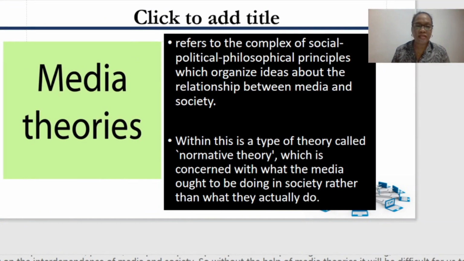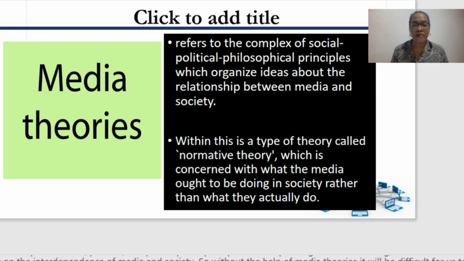So now we proceed to studying media theories. Why do we need to study media theories? When we say media theories, it refers to the complex of social, political, philosophical principles which organize ideas about the relationship between media and society. So it actually establishes ideas and the relationship between media and society. So without media theories, it is very difficult for us to understand how the media springs from society and how it affects society. So within this is a type of theory called normative theory.